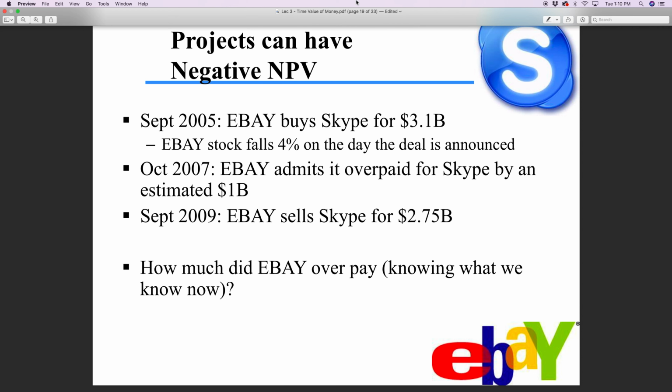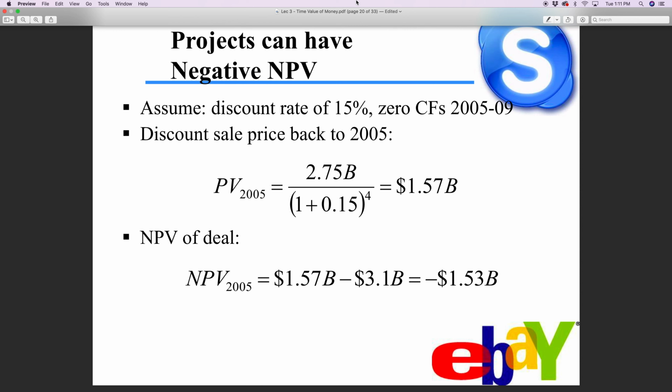How much did eBay overpay, knowing what we know now? Let's make a few assumptions. The discount rate for this transaction is 15%. And it's an interesting question how this particular discount rate is determined in real life. We will talk about it later in the course, but it depends on the risk of the investment, in particular on the risk of Skype to eBay, as well as on the comparative investment opportunities for eBay. Let's also assume that cash flows from years 2005 all the way to 2009 were all 0.